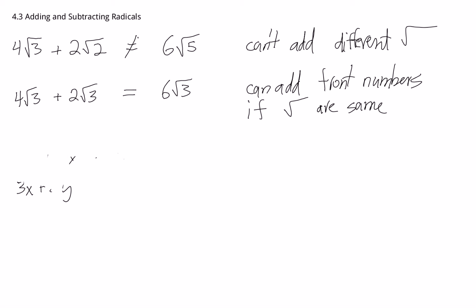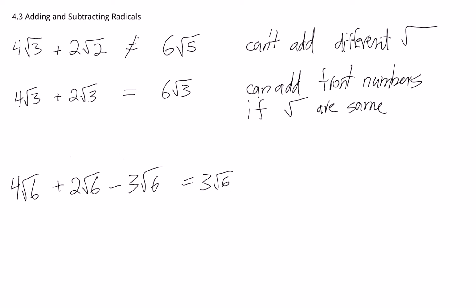As long as you have roots that have the same number under the root, and they'd have to be the same index on the root, so you can't add a square root with a cube root. As long as they're exactly the same, then you can simply add or subtract the front numbers. So let's do a simple example here. If I gave you 4 root 6 plus 2 root 6 minus 3 root 6. You can see it doesn't matter whether we're adding or subtracting, we just add or subtract the front numbers. So in this case, 4 plus 2 is 6, minus 3 would be 3. So our final answer is 3 root 6.